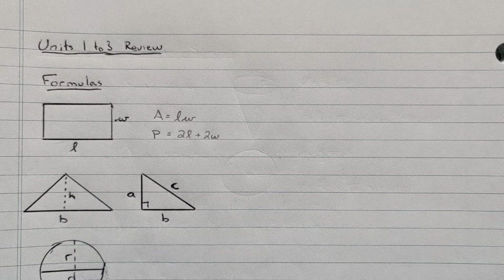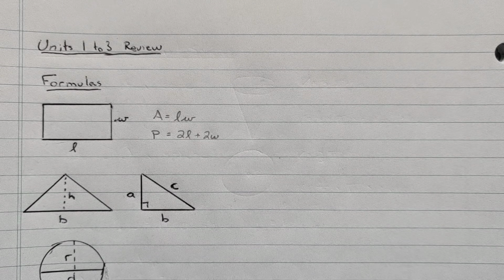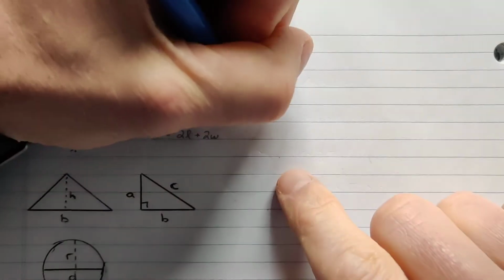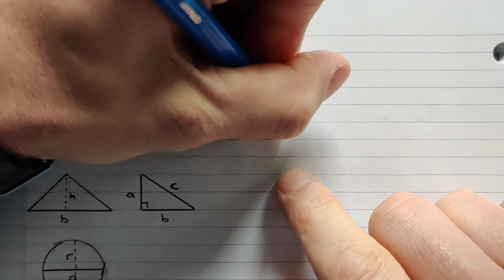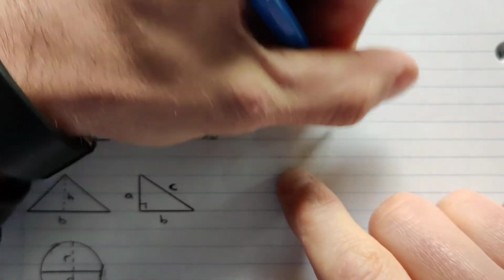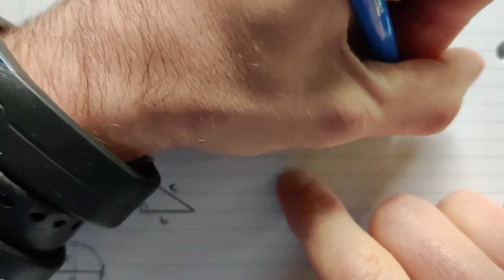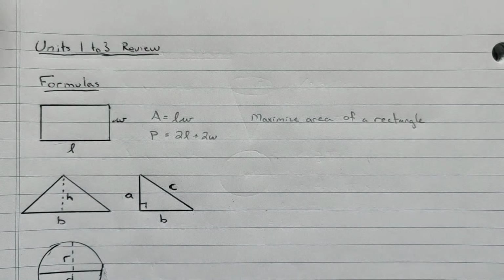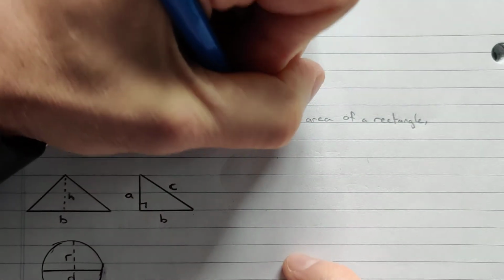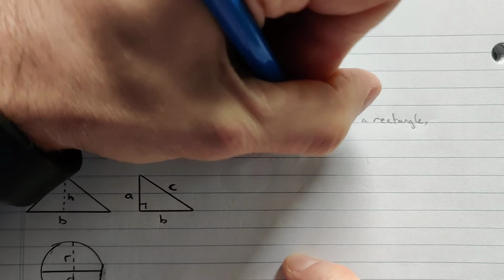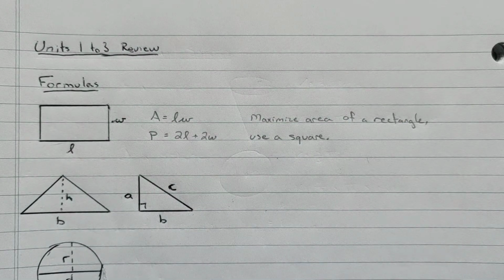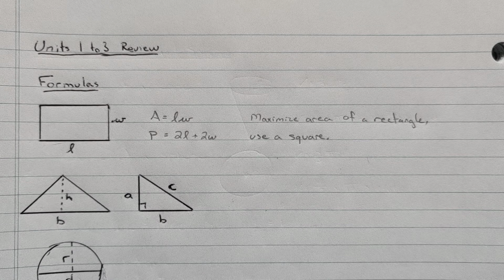A couple things to note when we're working with rectangles. A square is a rectangle. It's a special form of a rectangle where all the sides are the same length. And if you want to maximize the area of a rectangle, use a square. Okay, so a square will have the maximum area given any perimeter.